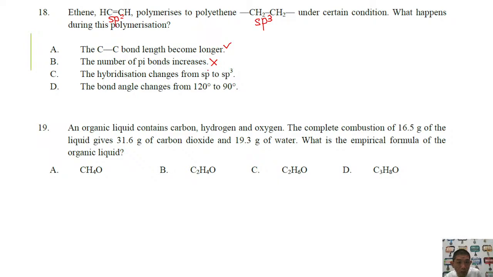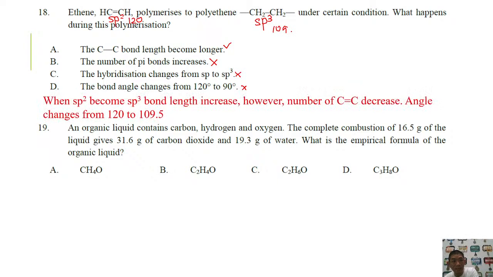The hybridization changes from sp to sp3, which is wrong because it changes from sp2 to sp3. And the bond angle changes from 120 to 90, which is also wrong because yes, this one is 120, but when it changes to sp3, it becomes 109. So the best answer in here is A.